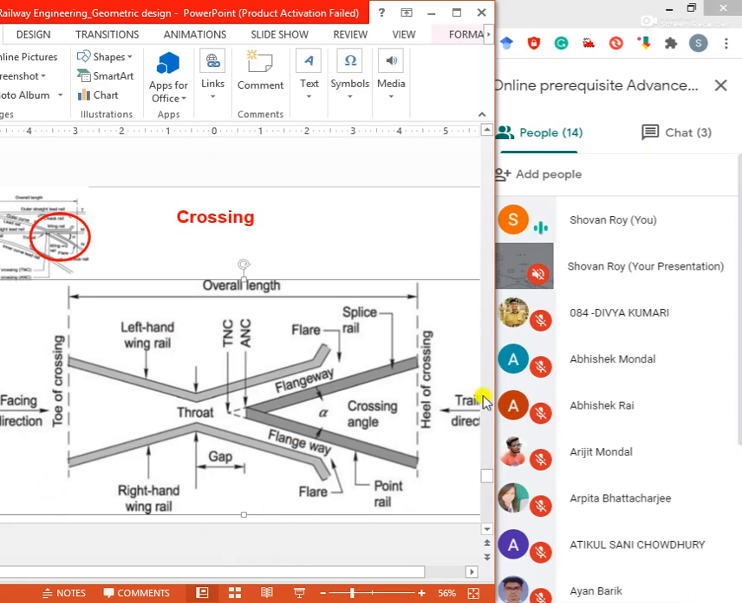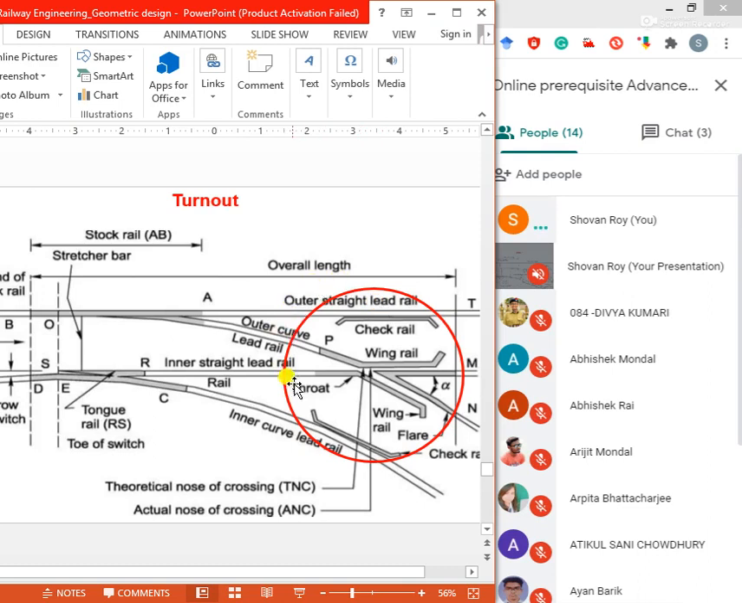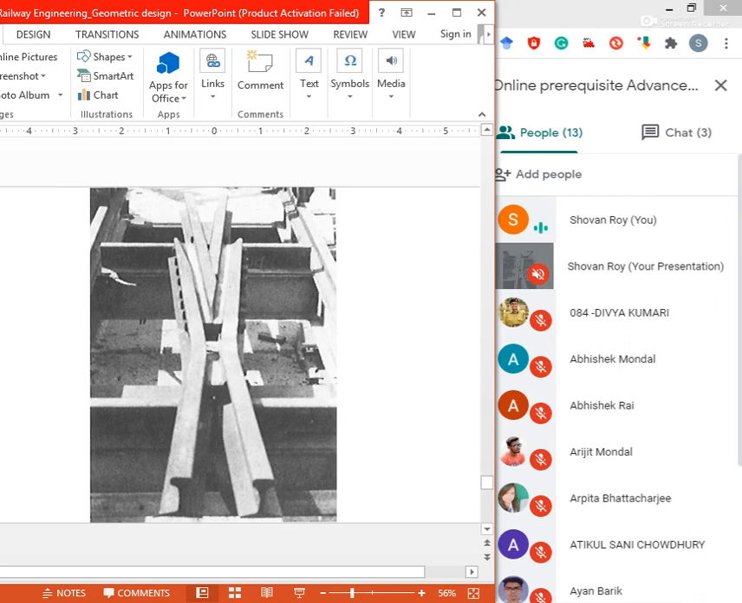But why is this crossing coming from this turnout section? From the detailed picture, or detailed schematic diagram of the turnout, we are getting this crossing section. Now this is the real picture of a crossing at the site.